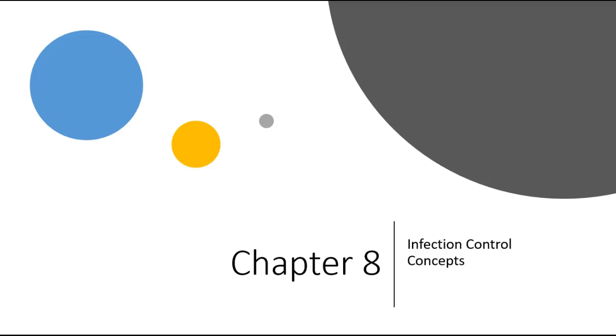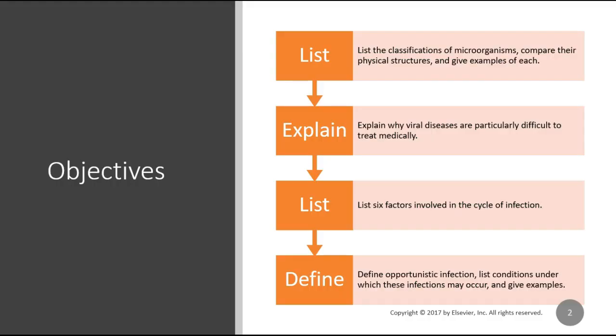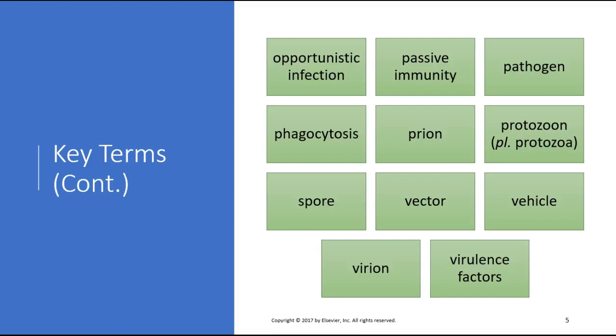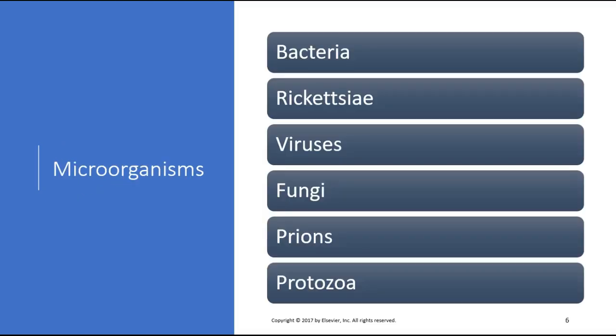Okay, this chapter is going to be on infection control and concepts. This is a really quick overview PowerPoint. You're going to want to read the chapter to make sure you fully understand. But here are your objectives. You need to list, explain, define, describe, discuss, and contrast. So, your key terms: all the key terms that you're going to have to know, and more.